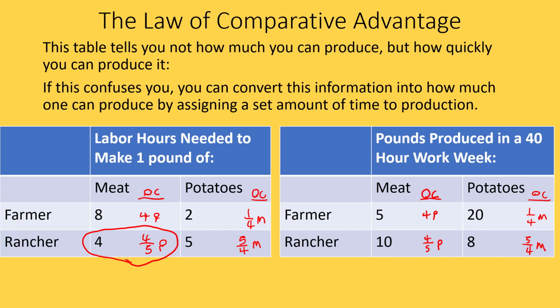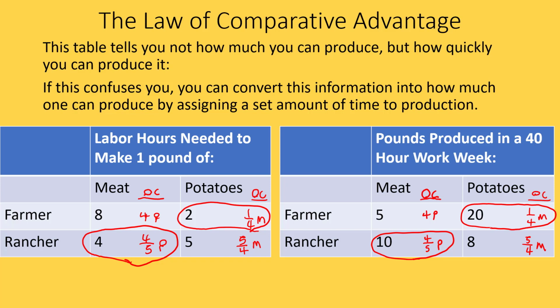And that means that the farmer must have the comparative advantage in potatoes, and we can see that. They only give up 1/4 of a pound of meat, whereas the rancher gives up 1 1/4 pounds of meat. So again, the farmer has the comparative advantage in potatoes. You can see the same thing over here: the rancher gives up fewer potatoes whenever they make meat, whereas the farmer gives up less meat every time they make potatoes. So you can see who has the comparative advantage and in what.